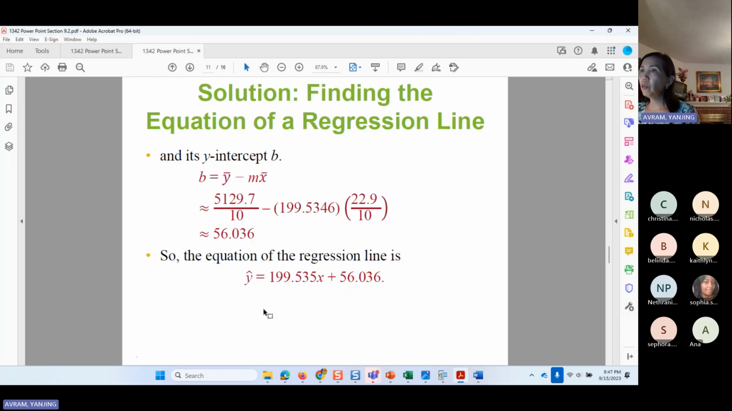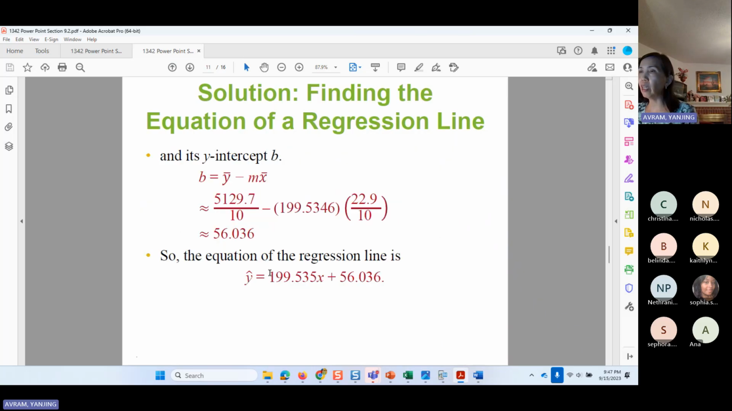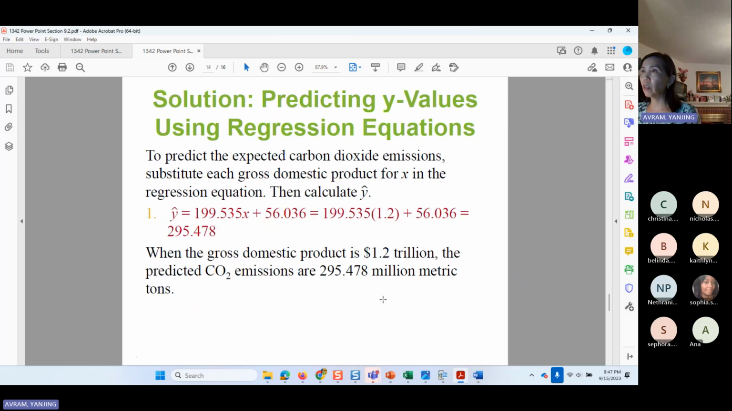Okay, so why do we need to find this equation? Now we can predict. If I plug a different x value here, I can predict the y value. Okay, so that is called a prediction in here. All right, so look at this one right here. If I have an x of 2.29, I can plug it into the equation and then find the y value. So that is this section in here. Okay, you can plug in whatever x value in here, and then you can find the y value.